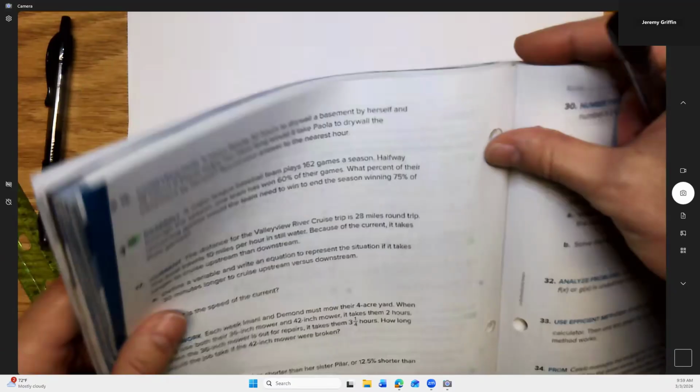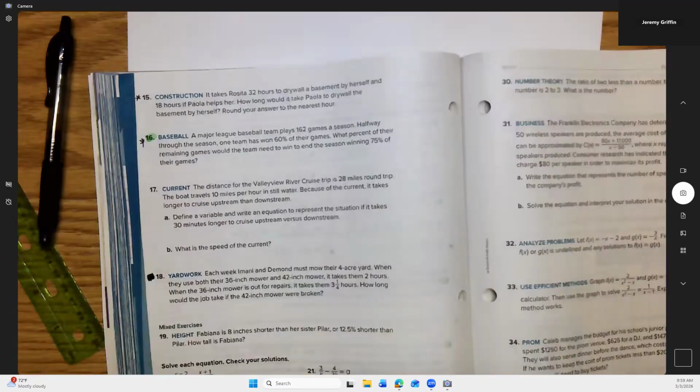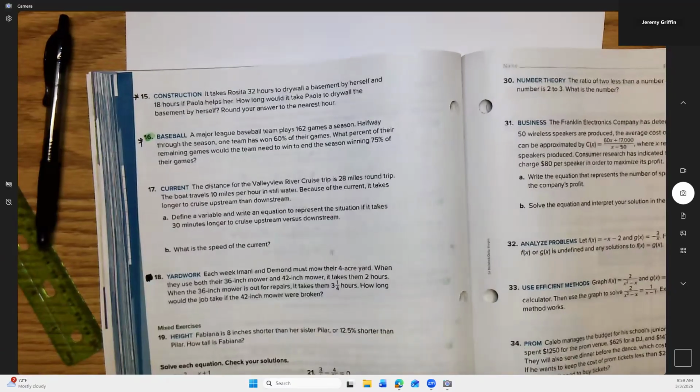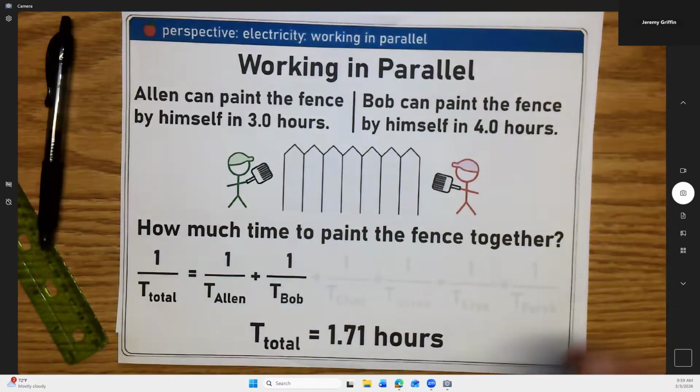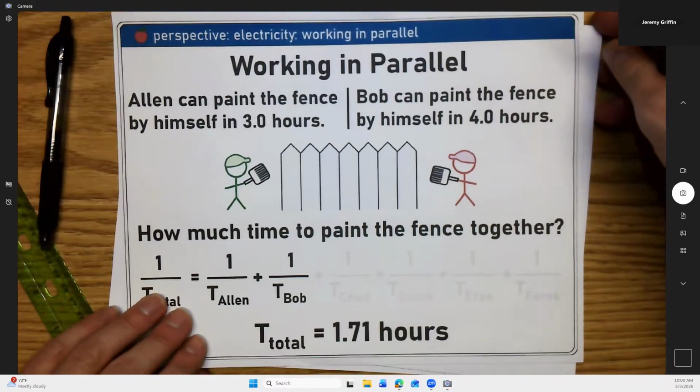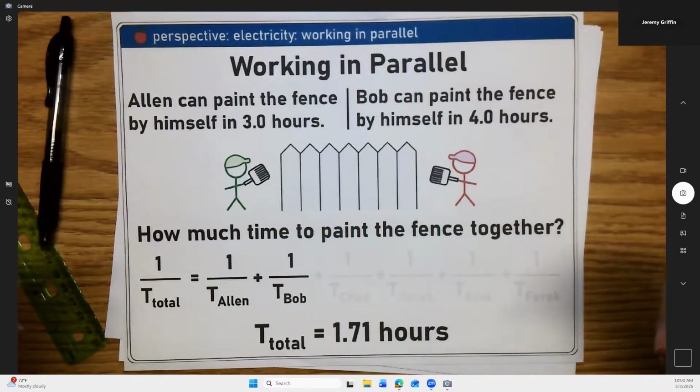Okay. So this is a category of question that I want to explain a little bit more, like how to set this up and think about this. Right? This is one that shows up in the physics class, especially when we get to electricity. It's the same math that turns out as electric circuits. I should say resistors in parallel. That's what I'm trying to say.